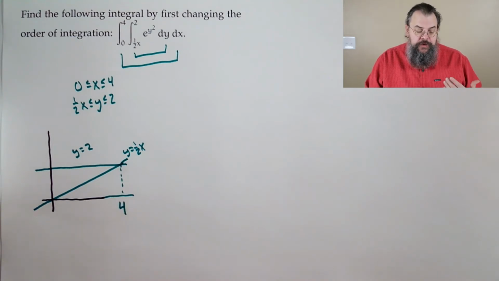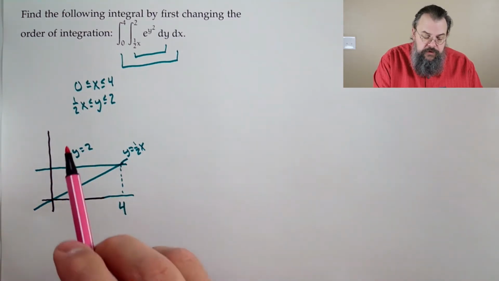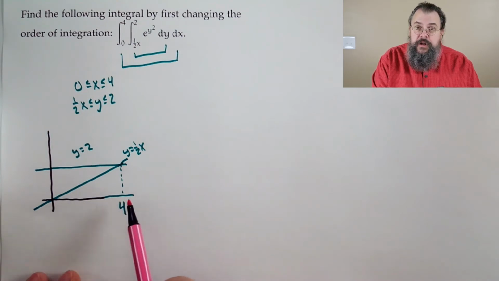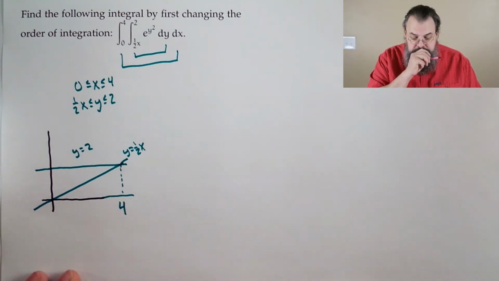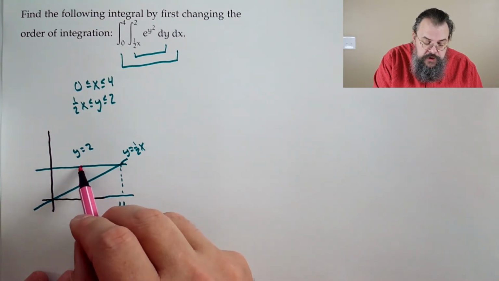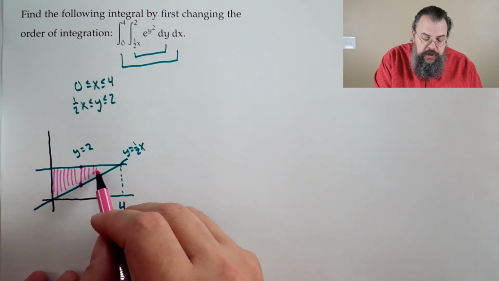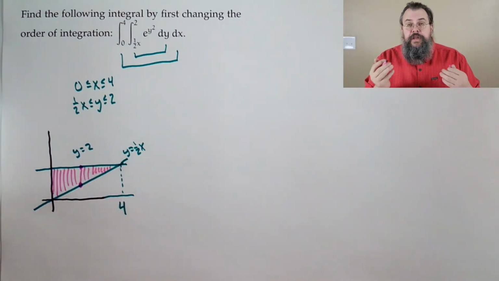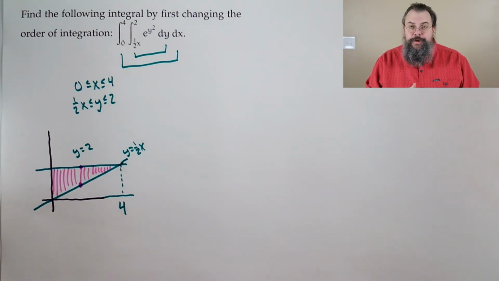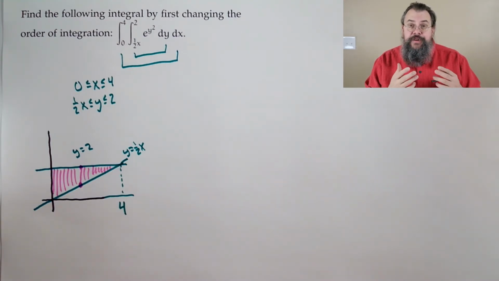All right, so the current setup says we're integrating in the order dy dx. So x goes from 0 to 4, so I'm going between 0 to 4. And for any value of x, I'm going to go from 1/2 x up to 2. So what we get is this little triangle. That's our area. That's the region we're integrating over. Great. Well, now what we need to do is to turn this into an integral in the opposite order.